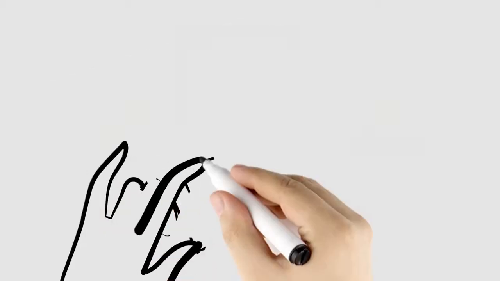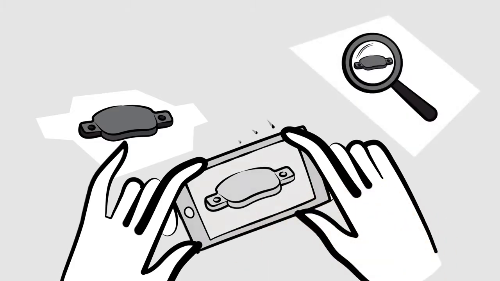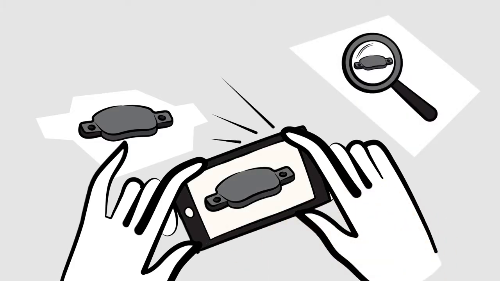Just take a photo of your brake pad. Brakebook analyzes the uploaded photo and sends the correct part number for the pad to your phone within seconds.